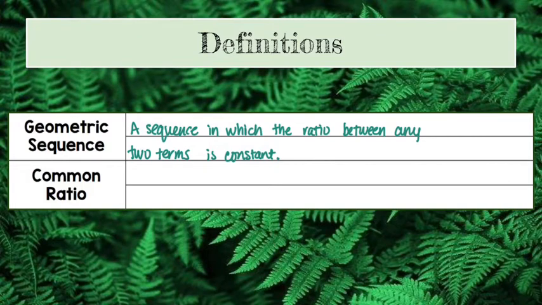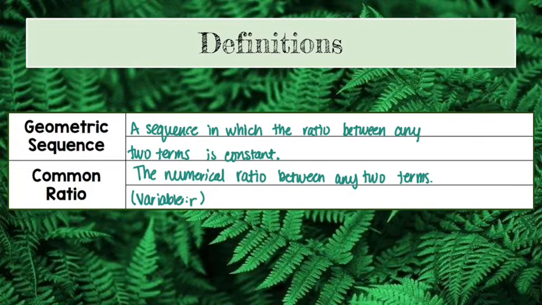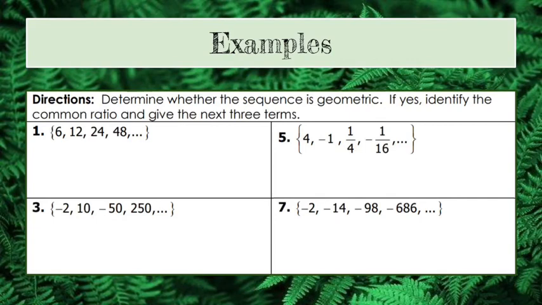And that just means that instead of adding and subtracting, we are going to multiply and divide by the same thing every time. And that is what the common ratio is. The common ratio is the numerical ratio between any two terms, and we will use the variable r to represent it. So let's do the first few odd problems together as an example.